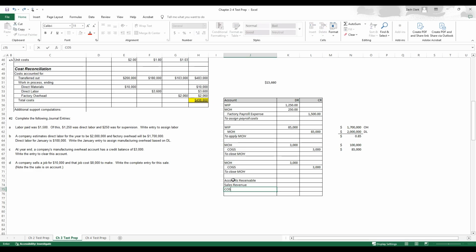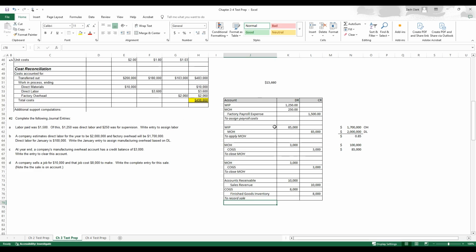We've got COGS, cost of goods sold, and finished goods inventory. And it tells us that we sell it for $10,000, so our revenue and our receivable, we're going to collect the $10,000, and it costs us $8,000 to make. And then just for good measure, let's put to record sale. So these are just some foundational types of journal entries that you should really have well grasped.